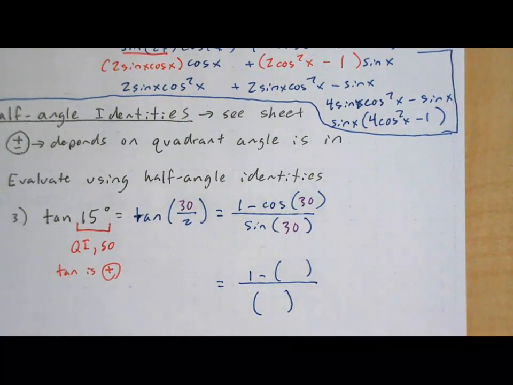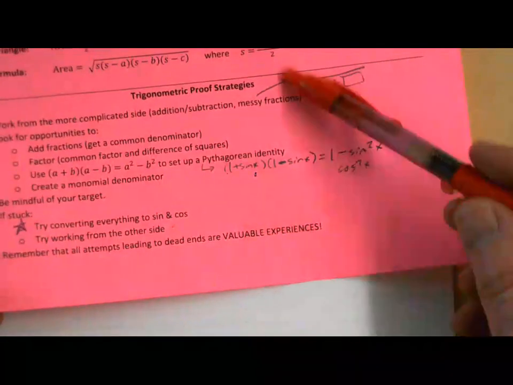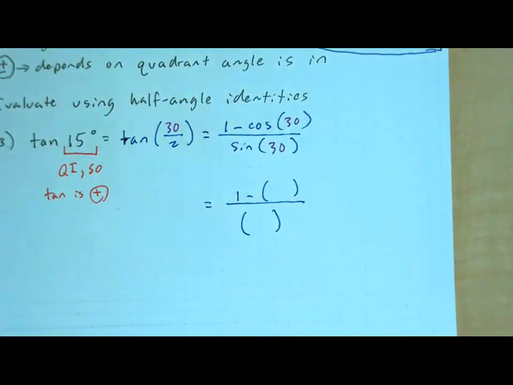If you don't know what the sine and cosine of 30 are, that's fine because you got it on the back of your sheet. By the way, did I tell you guys you're going to have this pink sheet on your test? It may not be pink, and it will not have the trigonometric proof strategies on it, but everything else will be on there.